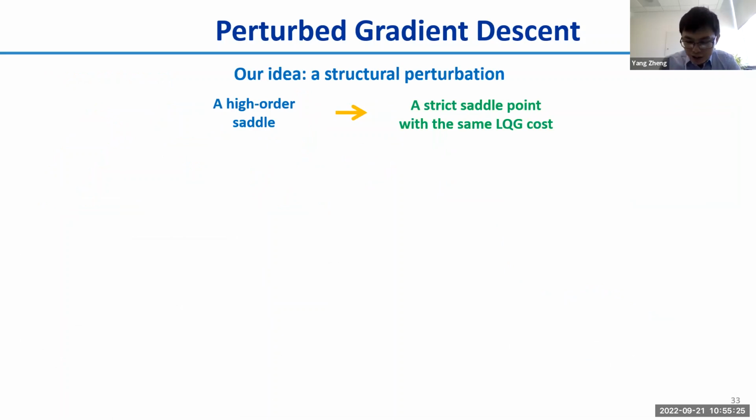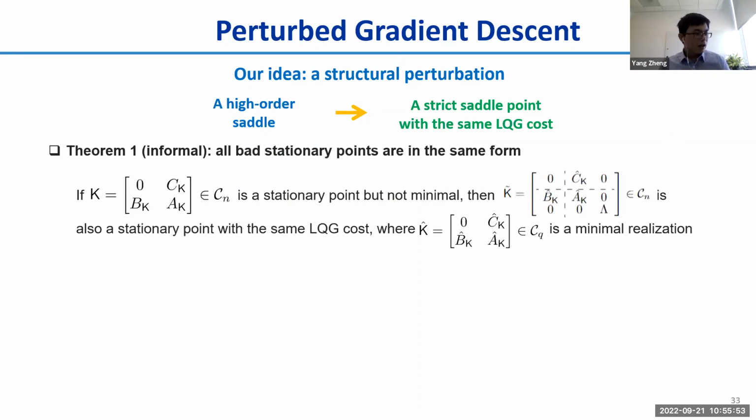And our idea is that in addition to the standard perturbed gradient descent, we do some structural perturbation. It's kind of the similarity transformation we do. We jump from one point to another point, and this jump is based on a similarity transformation. So basically, we can jump from a high order saddle point to a strict saddle point with the same LQG cost, and this is performed by doing some similarity transformation.